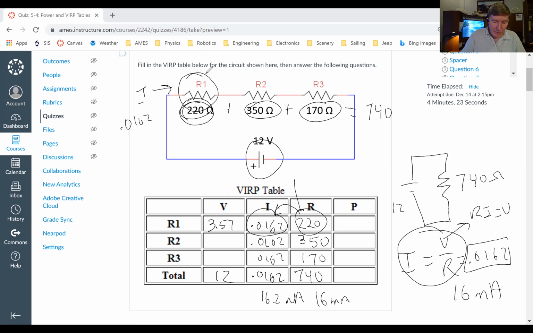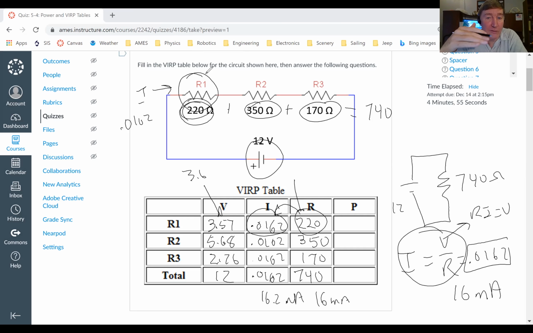350 times that is going to be 5.68. And then 170 times that is going to be 2.76. Now, if you didn't put that many significant figures in there, that's okay. I mean, if you called this one 3.6 rather than 3.57, that's good.